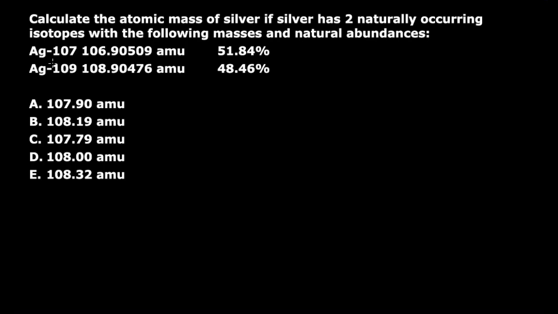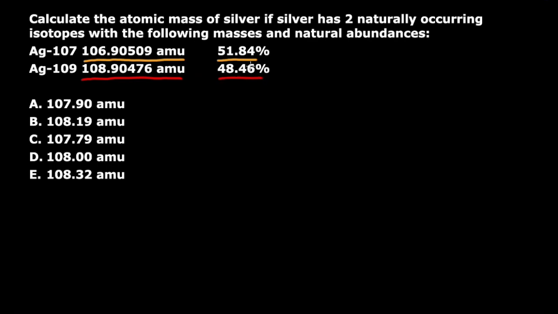And this Ag107 has an atomic mass of 106.90509 AMUs, and it's going to have an abundance of 51.84%. And this Ag that has a mass number of 109 is going to have an atomic mass of 108.90476 AMUs and a natural abundance of 48.46%.